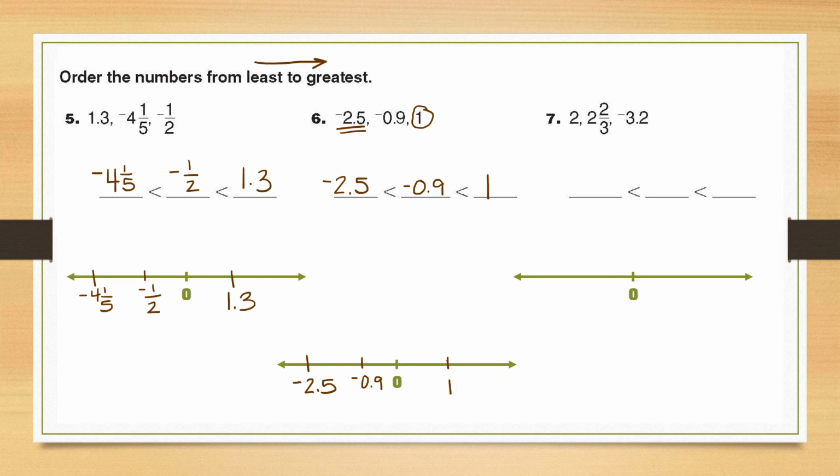Question number 7. 2, 2 2/3, -3 and 2/10. -3 and 2/10 is our only negative number. Therefore, it will be the least of the three numbers. It falls on the left side of 0 on our number line. 2 would be on the right, and 2 2/3 would be on the right of 2. So 2 is less than 2 2/3.